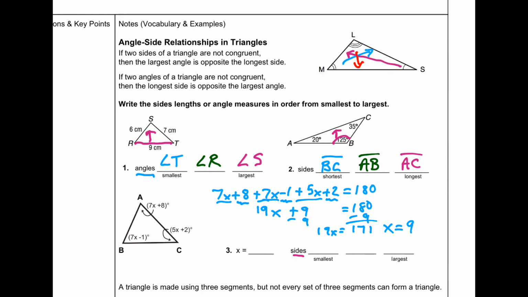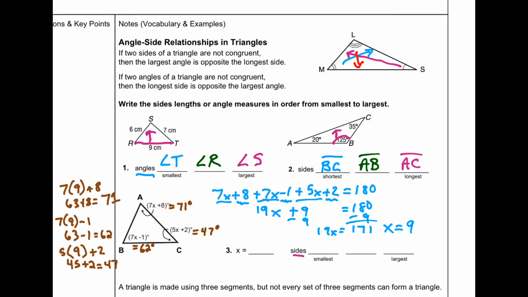All right, and now with this information, we can go ahead and plug that all in. So when I plug in 9 to all 3 sides, we get angle A is going to measure out to 71 degrees, angle B is going to measure out to 62 degrees, and angle C is going to measure out to 47 degrees. So I will put my answer here, x equals 9.